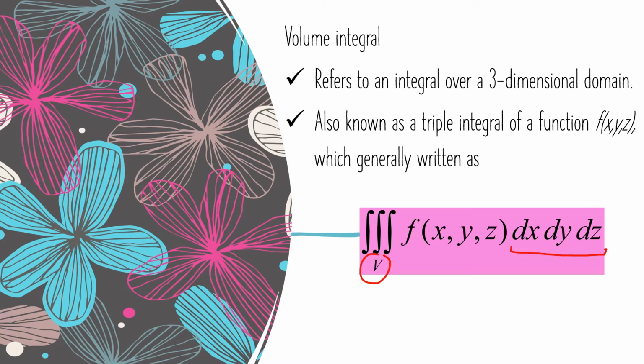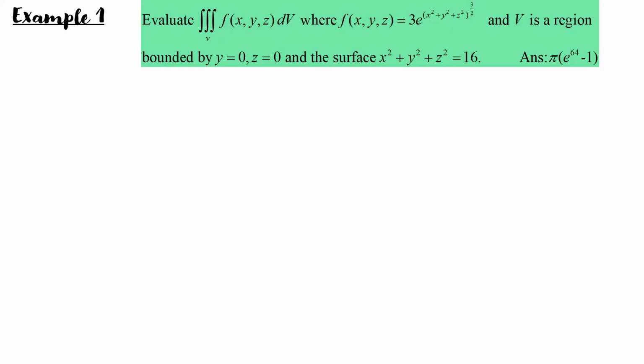Alright, let's start with the first example. In the first example, you are asked to evaluate the triple integral of f, where f is 3 exponential (x squared plus y squared plus z squared) to the power of 3 over 2, and V is a region bounded by y equal to 0, z equal to 0, and the surface x squared plus y squared plus z squared equal to 16. First of all, as I've mentioned before, you should recognize the equation.